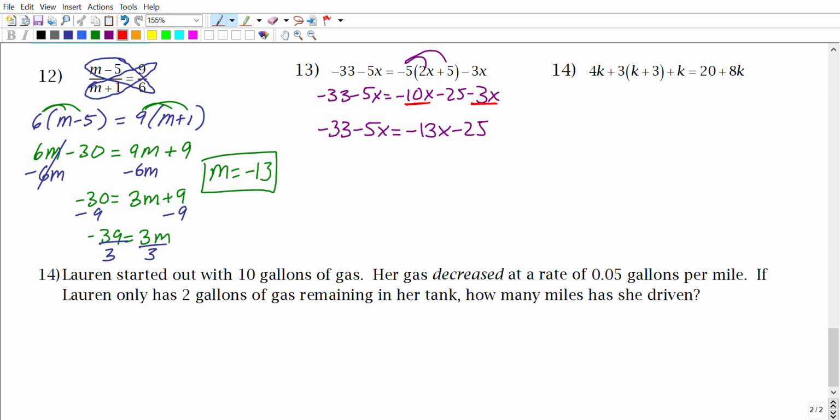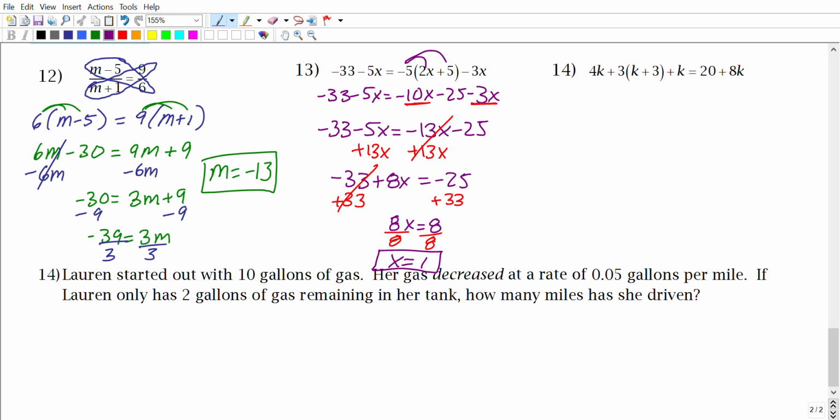Now I just have variables on both sides, so I'm going to move the smaller one. In this case, it's the negative 13, so I'm going to add 13 to both sides. Get negative 33 plus 8x equals negative 5. Now I have the variable on one side, so all I have to do now is use SADMAP. So any addition and subtraction first. I get 8x equals 8. Finally divide by 8. I get x equals 1.